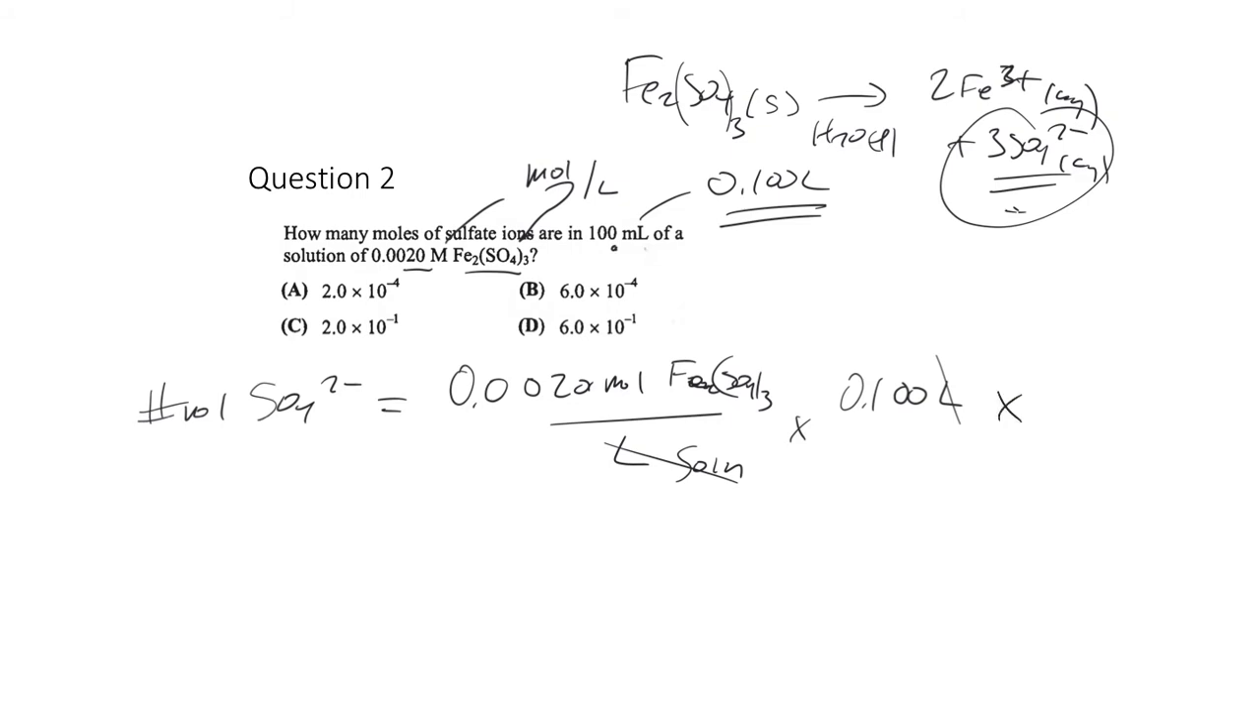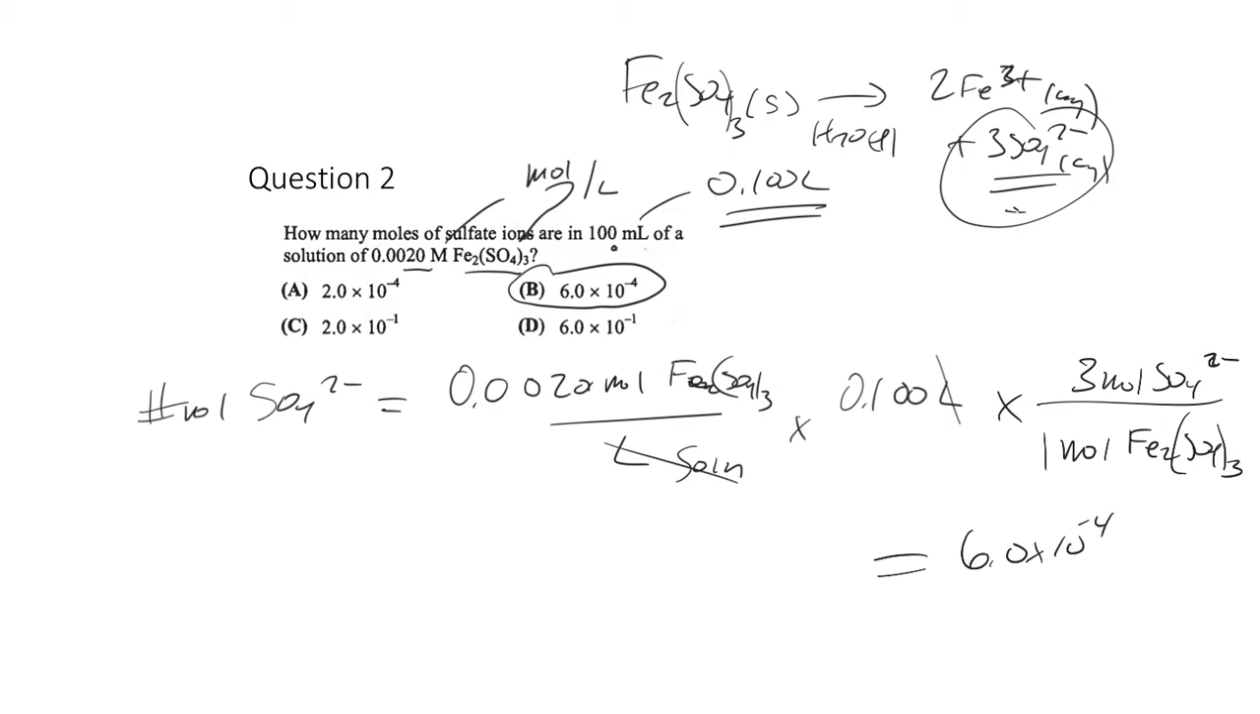And so then we can recognize for every 1 mole of Fe2(SO4)3, we get 3 moles of sulfate in the solution. So we can start the calculation with 0.002 times 0.1. So we have 2 times 10 to the minus 4 moles of iron sulfate, and then times 3 sulfate ions, so it's 6 times 10 to the minus 4. So this is the moles of the sulfate ion in this solution.